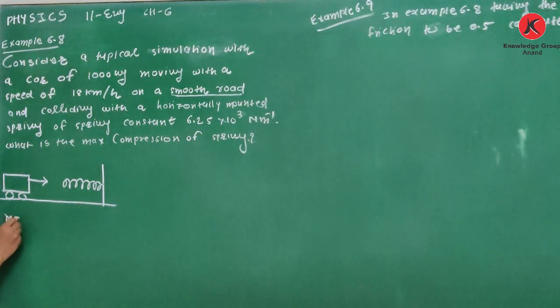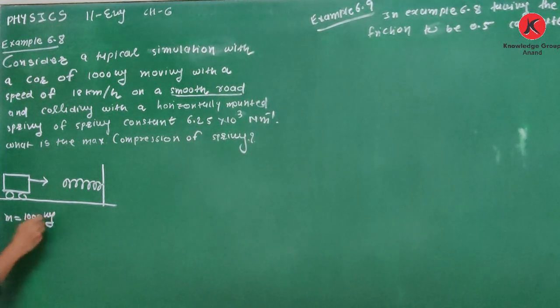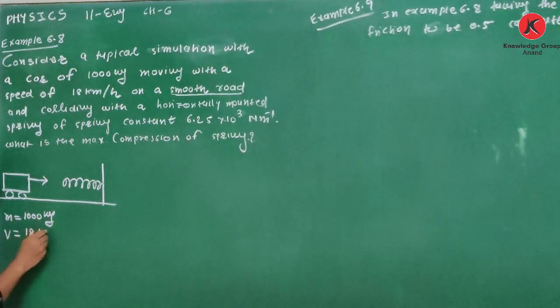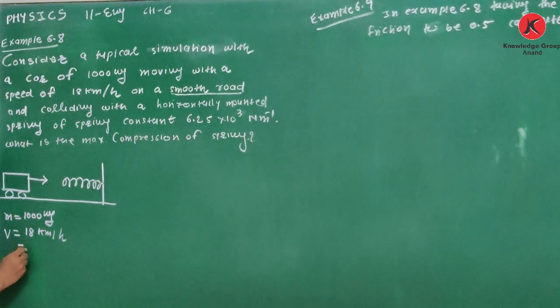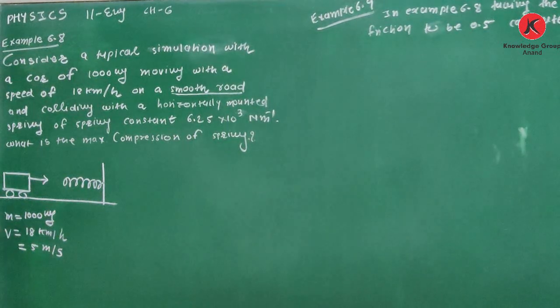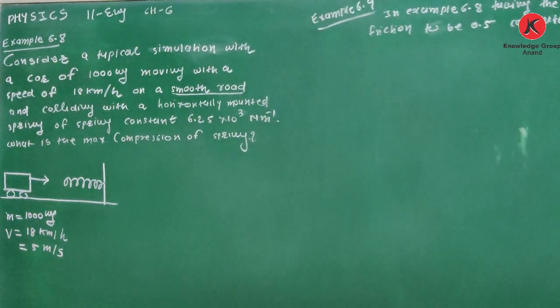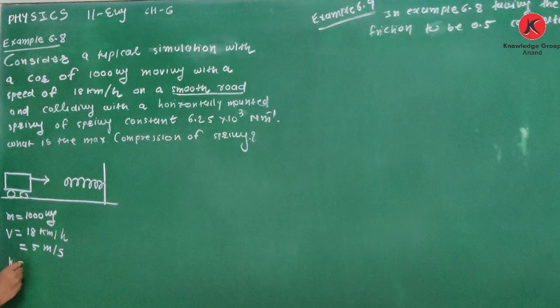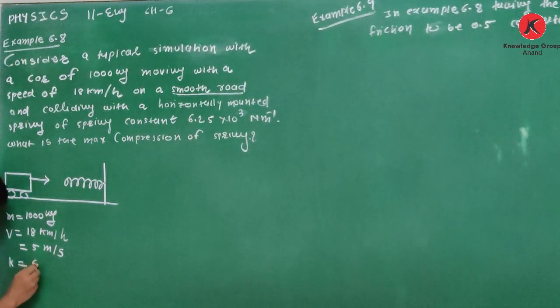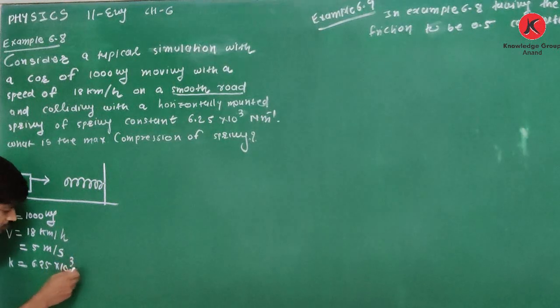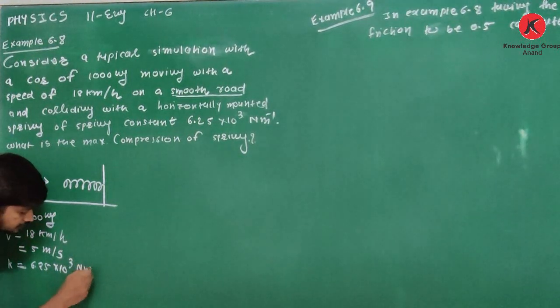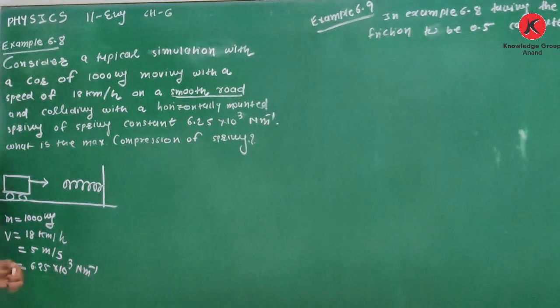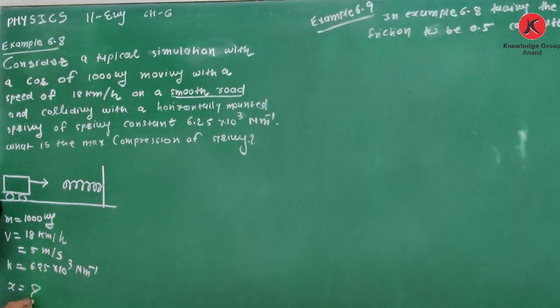So the mass of the car, m, is 1000 kg, moving with a speed v of 18 km per hour. If you convert 18 km per hour, you will get 5 meter per second. On a smooth road, so there is no friction force, and colliding with a horizontally mounted spring of spring constant k equal to 6.25 × 10^3 Newton per meter. You have to find the maximum compression of the spring. x is equal to what?